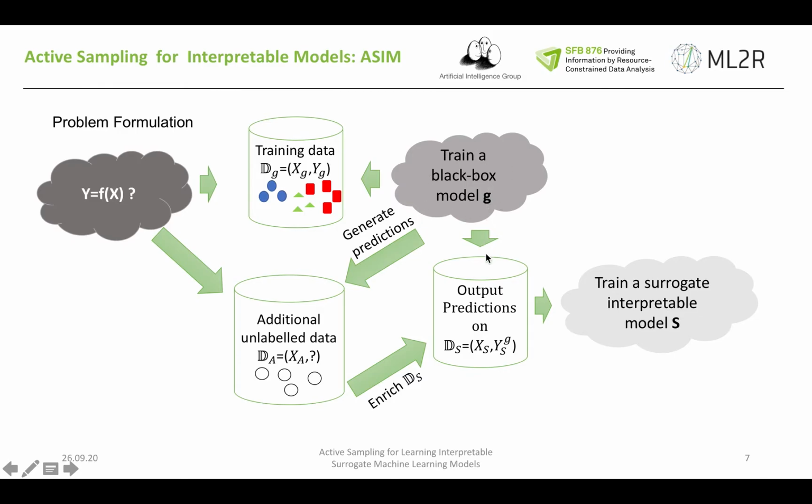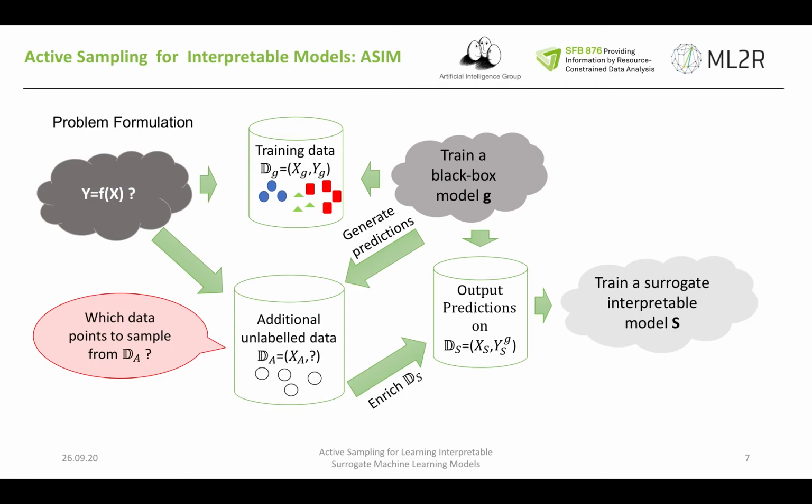After the training, we output the prediction of G on an independent dataset DS, on which we train a surrogate interpretable model, so as to understand and interpret G. Imagine also that we can draw an additional unlabeled dataset to enrich the DS so that we improve the approximation quality of the surrogate model.